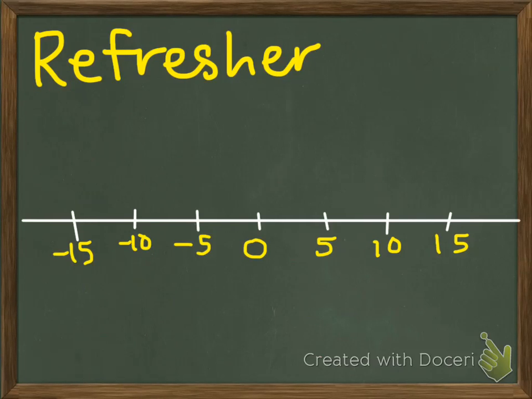And what we learned there is that when you take opposite integers, for example, -5 and +5, which are equal distance from 0, when you add them together, your sum will always be 0.